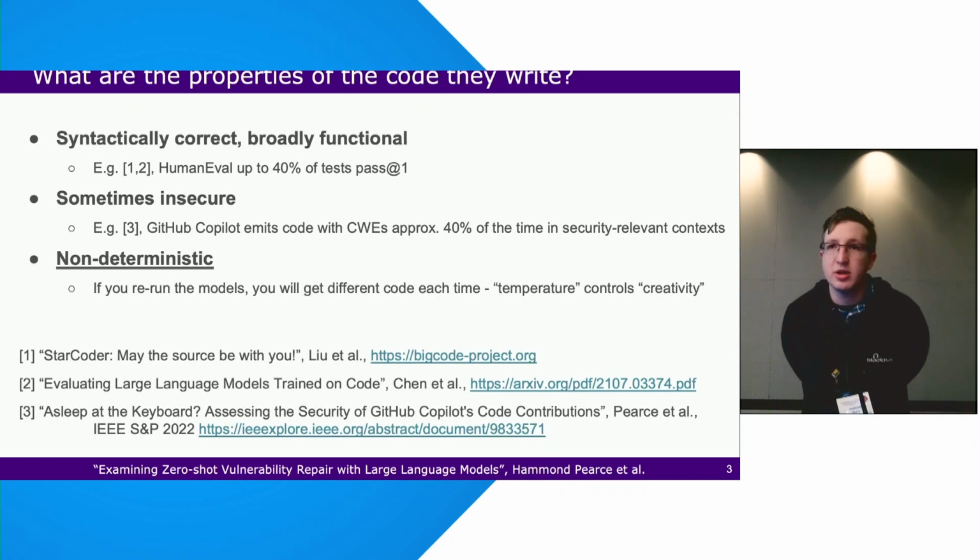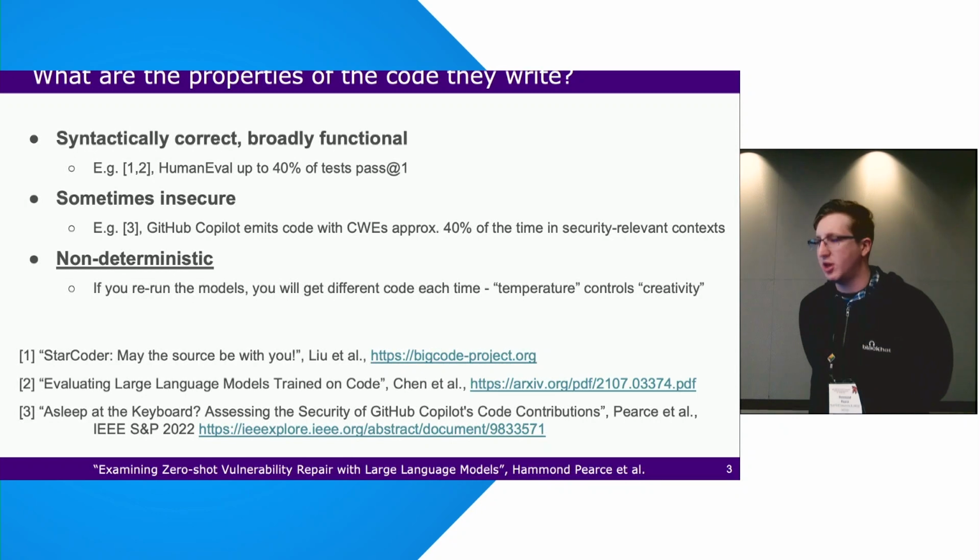However, we know that it's not just their functional performance that we should be caring about. We should also be caring about their security performance. And as it turns out, about 40% of the time in security-relevant contexts, when you get them to write code, they actually produce vulnerable code. But, crucially, these models are non-deterministic. If you run them more than once, you'll get more than one different output.